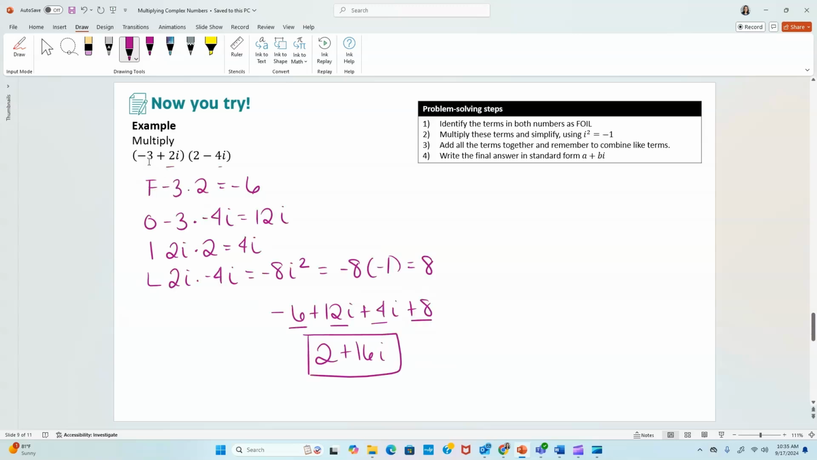Here we have first times first, so -3 times 2, which is -6. Outside, -3 times -4i, which is 12i. Inside, 2i times 2, which is positive 4i. And then last, 2i times -4i, which is -8i squared. That becomes -8 times -1, which is positive 8. Now we add up all our terms: -6 plus 12i plus 4i plus 8. Combining like terms, -6 plus 8 gives us 2, and 12i plus 4i gives us 16i. So we have 2 plus 16i.